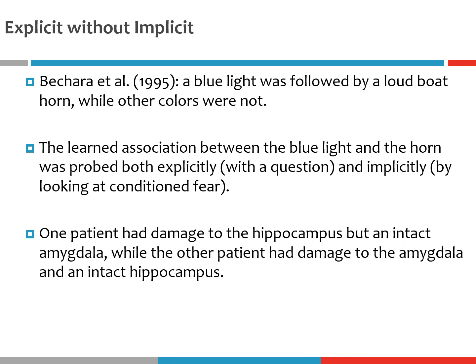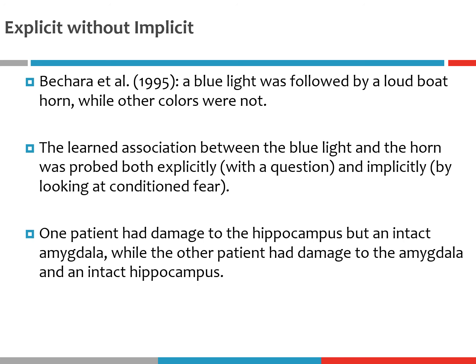So presumably, if we go back to our diagram, right, an individual who has sustained damage to the hippocampus but still has an intact amygdala and basal ganglia won't remember having seen the blue light before, okay, but they should still show conditioned fear, okay, because the regions of the brain associated with the acquisition of implicit memories are still present.